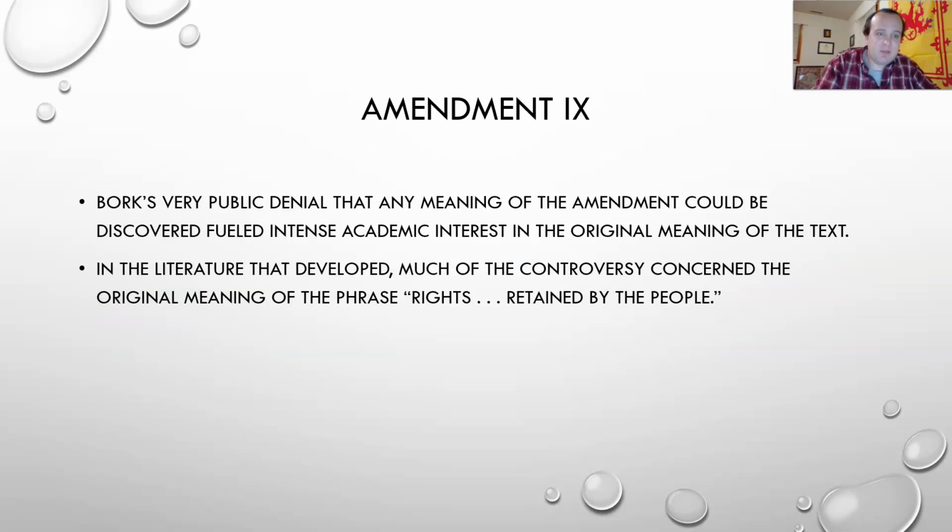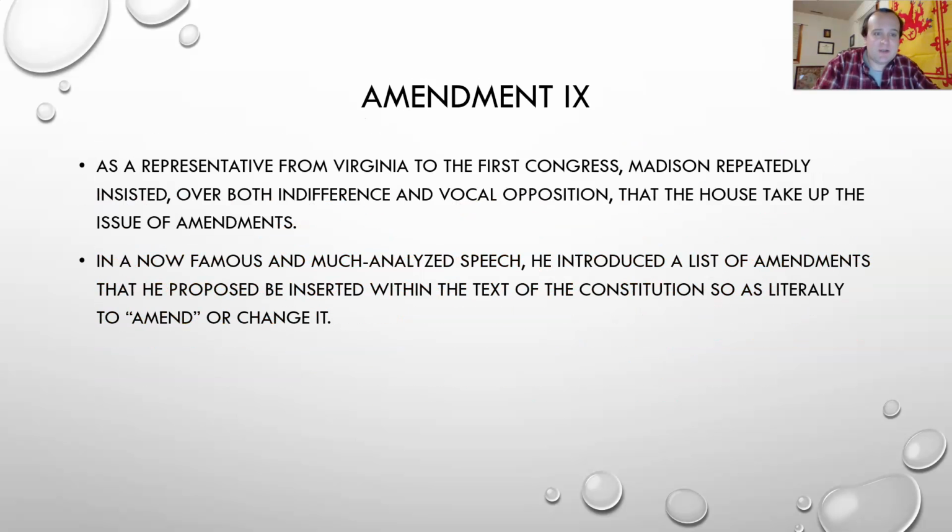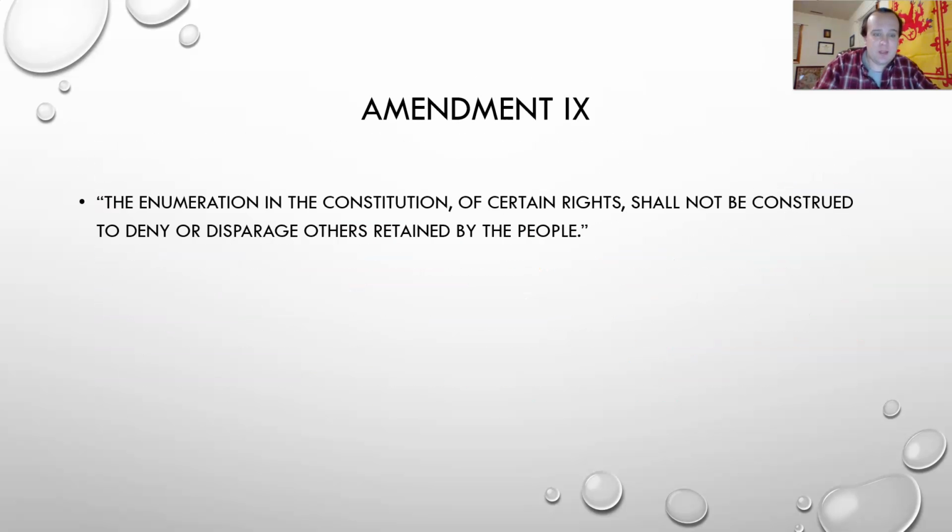because the Ninth Amendment only says the enumeration in the Constitution of certain rights shall not be construed to deny or disparage others retained by the people. It doesn't tell you what they are. It doesn't tell you what they aren't. So there is room for some legitimate debate on what these rights may or may not be.